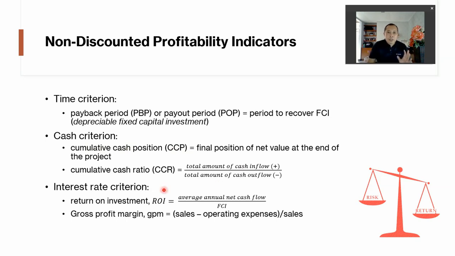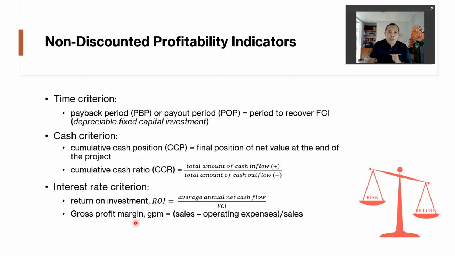For the interest rate criterion, we have two indicators that we can use. The first one is very, very popular. This is called ROI, return on investment, which is defined as average annual net cash flow, again, let me repeat this, average annual net cash flow divided by FCI. Now, we all know that annual net cash flow will vary over the duration of the project. So we're looking for the average net cash flow, or the cash flow at which the production of the plant is in steady state, divided by the FCI of the project.